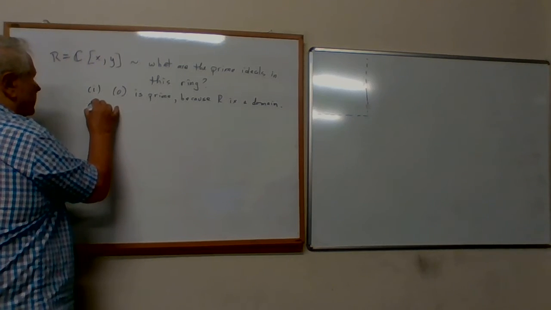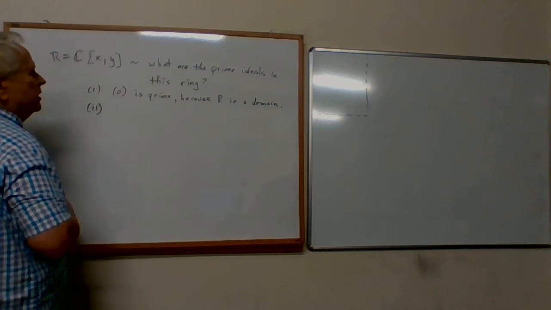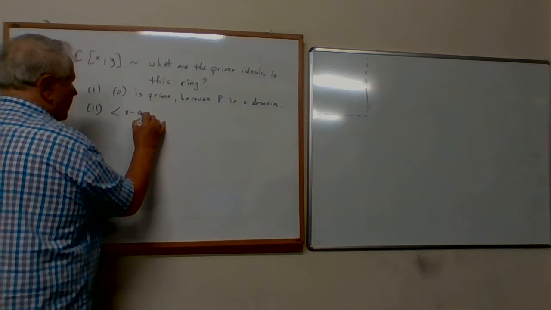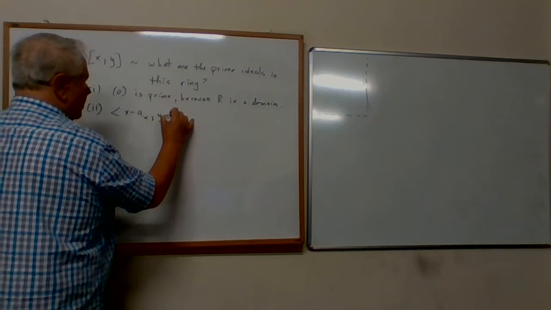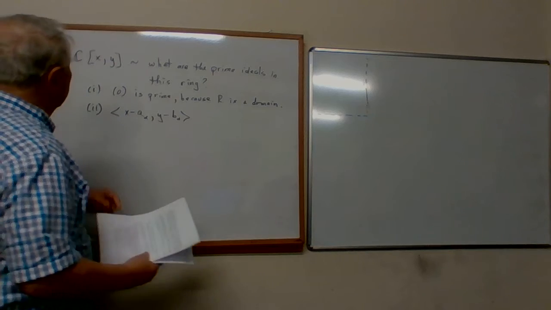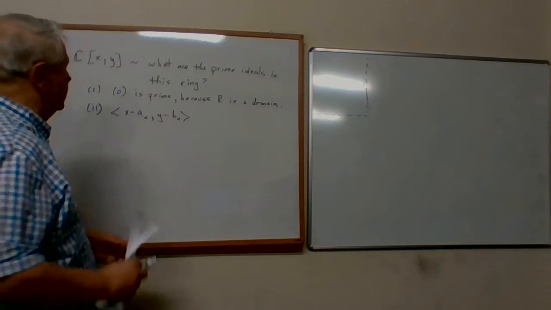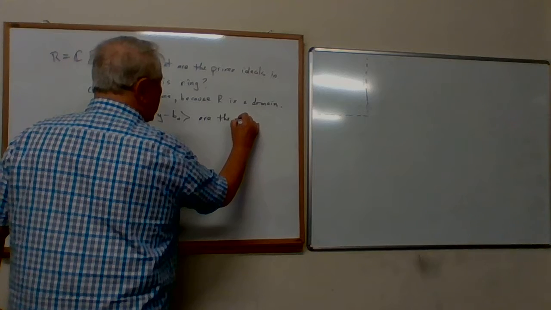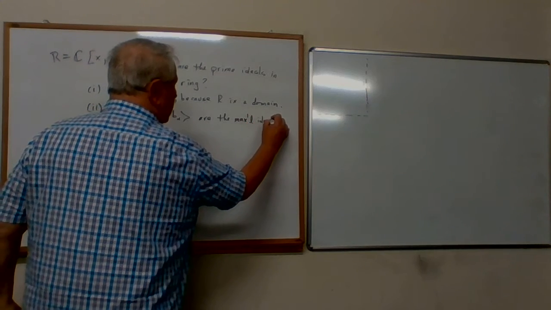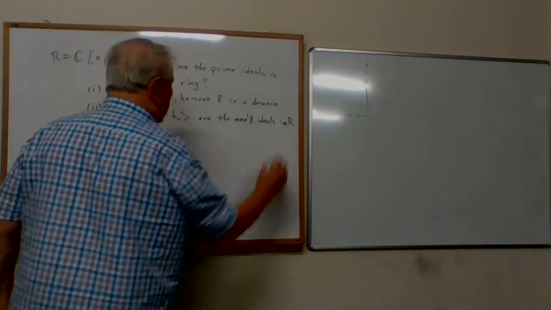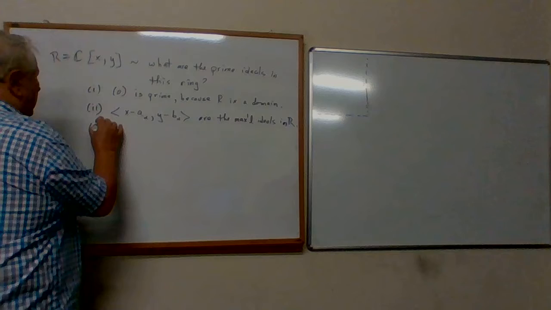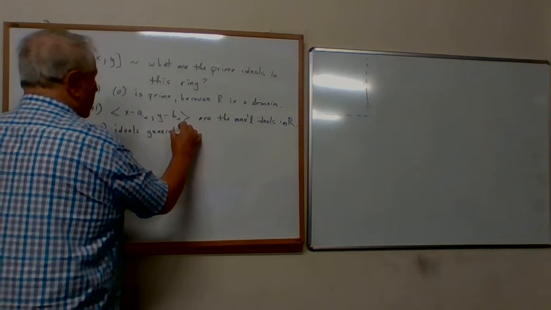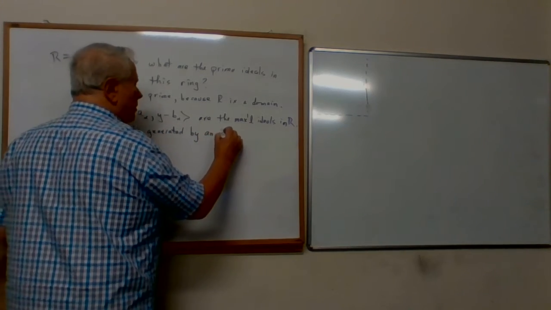The second type of ideal that is a prime ideal is an ideal that's generated by x minus some a sub alpha, y minus some b sub alpha, because over C, these are the only irreducible polynomials. So these are the maximal ideals in R. And then finally, ideals generated by an irreducible polynomial.